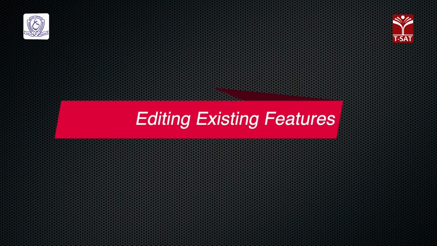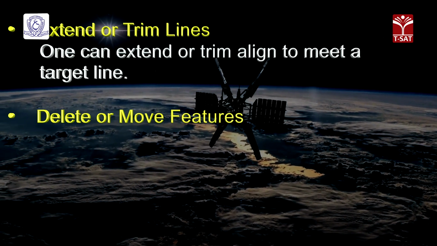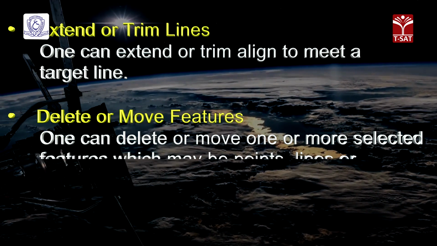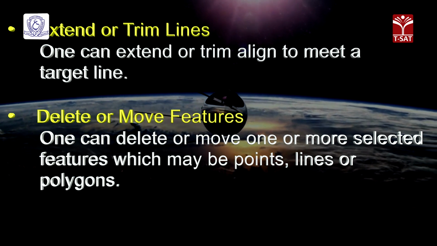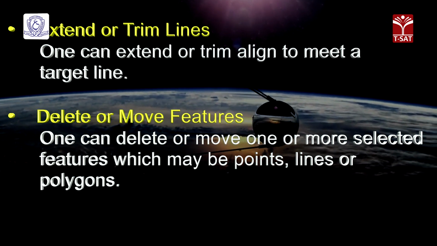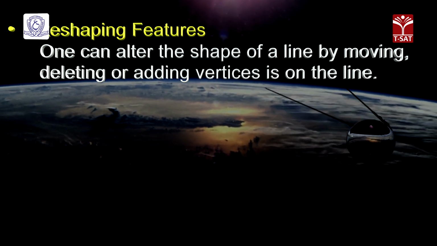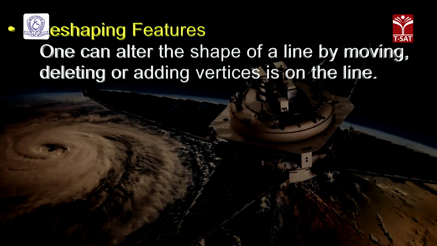Editing existing features. This summarizes non-topological or basic editing options on existing features. Extend or trim lines. One can extend or trim a line to meet a target line. Delete or move features. One can delete or move one or more selected features, which may be points, lines or polygons. Reshaping features. One can alter the shape of a line by moving, deleting or adding vertices on the line.